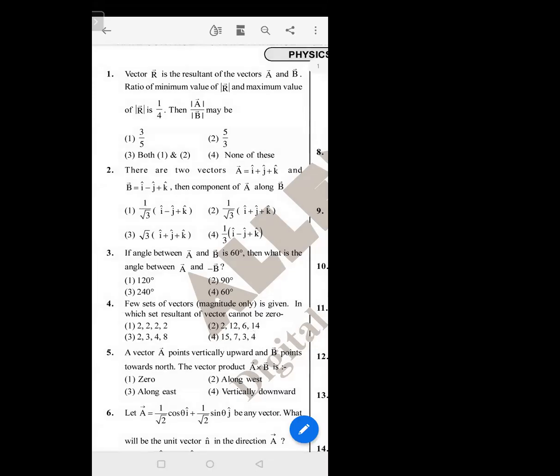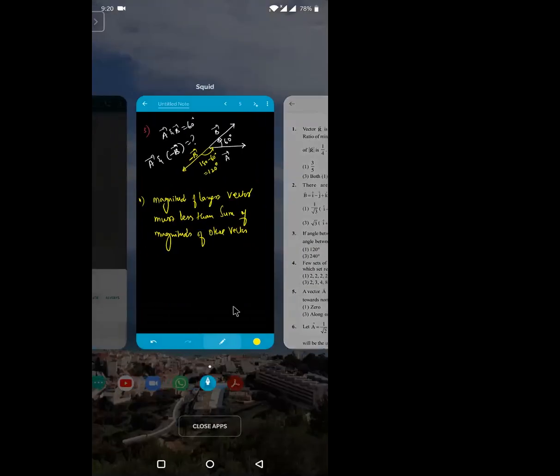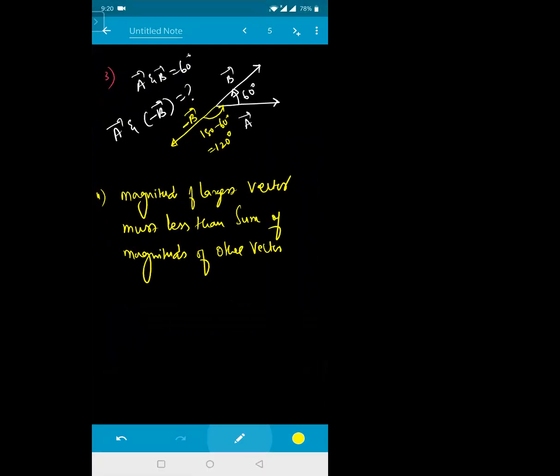Is it clear for everyone? Is it clear? Yes, sir. The magnitude of the largest vector must be lesser than the sum of the magnitudes of the others. I told you very clearly about this one.